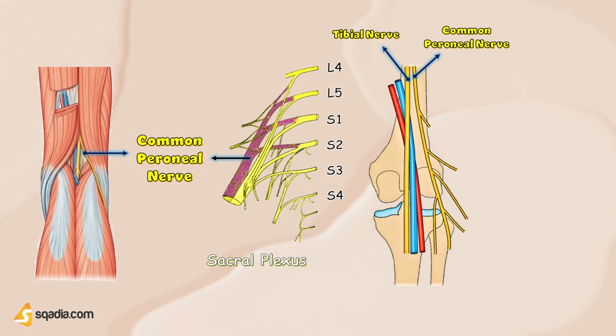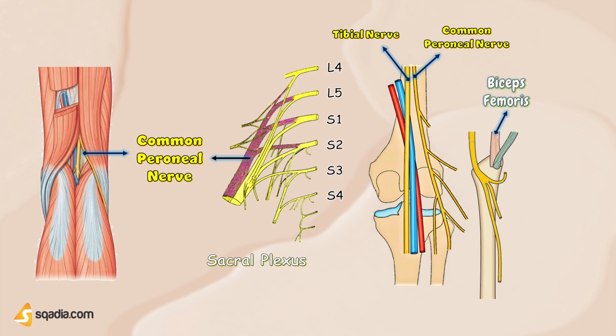It extends from the superior angle of the fossa to the lateral angle, along the medial border of the biceps femoris. Continuing downwards and forwards, it winds around the posterolateral aspect of the neck of the fibula, pierces the peroneus longus, and divides into the superficial and deep peroneal nerves.